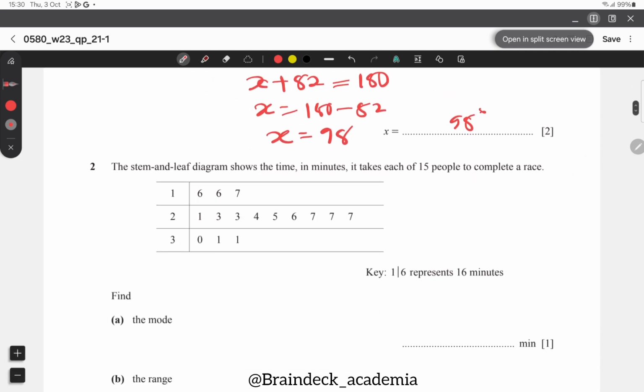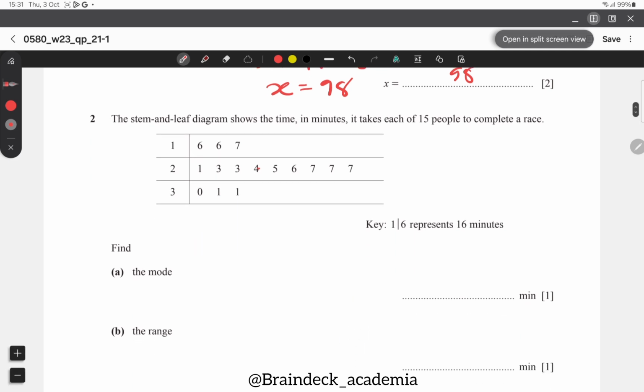Now for the second one, we are asked to find the mode. This is a stem and leaf diagram, and this is the stem and this is the leaf. So the data we have here is 16, 16, 17, 21, 23, 23, 24, 25, 26, 27, 27, 27, 30, 31, 31. Now we're asked to find the mode. The mode simply means the data that occurs the most.